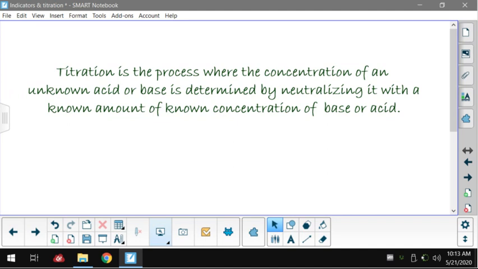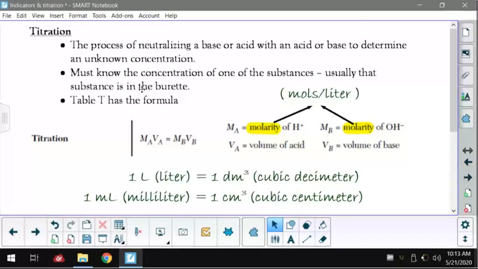It's a process. The reference tables have a formula, and the formula here is MA times VA equals MB times VB. MA is the molarity of the acid times the volume of the acid, which is equal to the molarity of the base times the volume of the base. Molarity, remember, is measured in moles per liter.